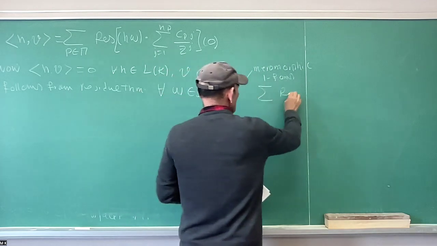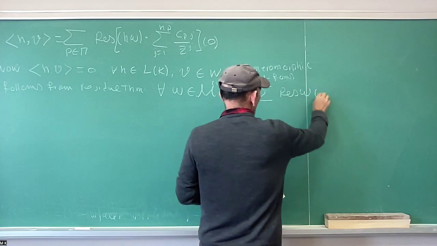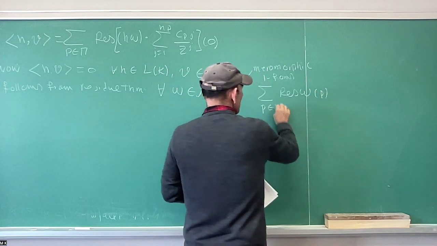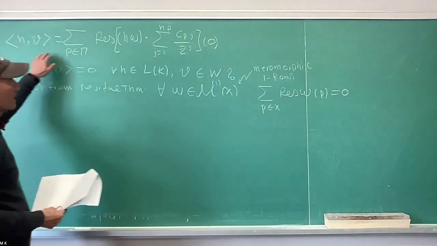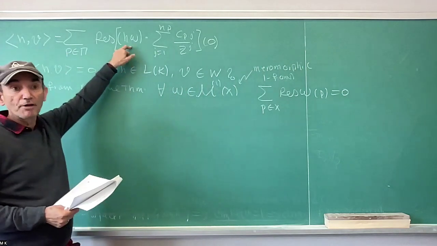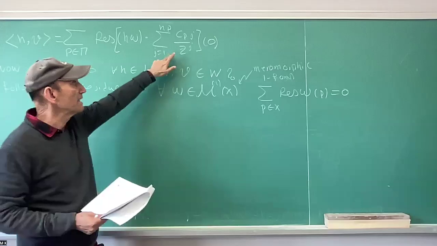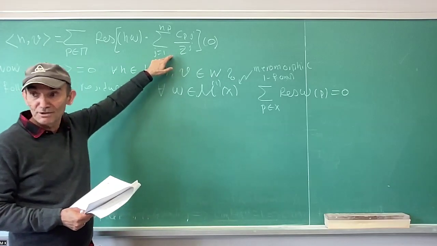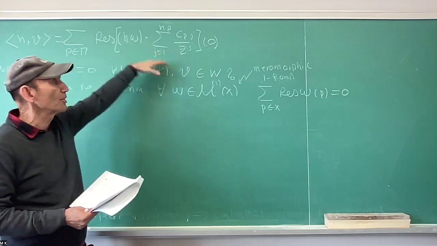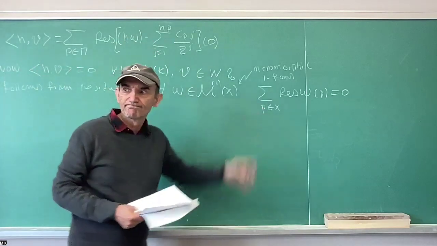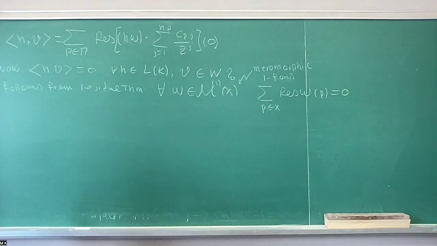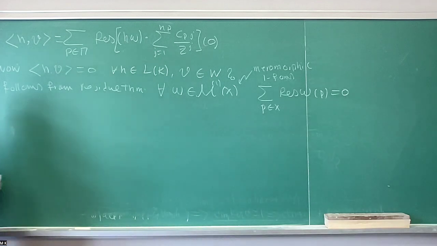Some residues of omega at various points P in X is always equal to 0. Okay. Now, this is obviously going to be the residue of a meromorphic one form because these come from a function, a global object. These are meromorphic one forms already. You multiply, you get a meromorphic one form on the Riemann surface. So the sum of residues is 0. So this is 0. Okay. So if you are on W, then this is 0.